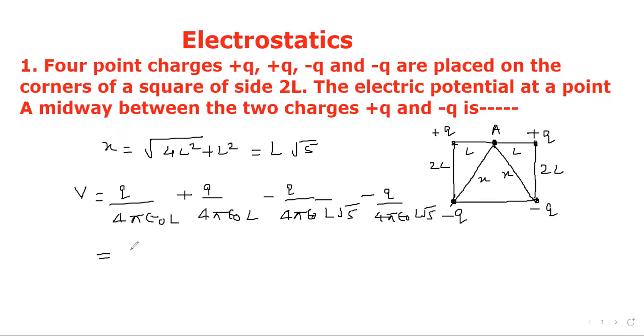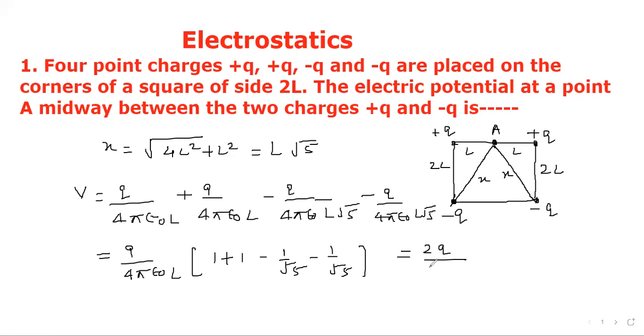Now we can take common Q upon 4 pi epsilon naught L. So we will get 1 plus 1 minus 1 upon root 5 minus 1 upon root 5. So that will be equal to 2Q divided by 4 pi epsilon naught L times 1 minus 1 upon root 5 volt. So this is our answer. Now let's go to next question.